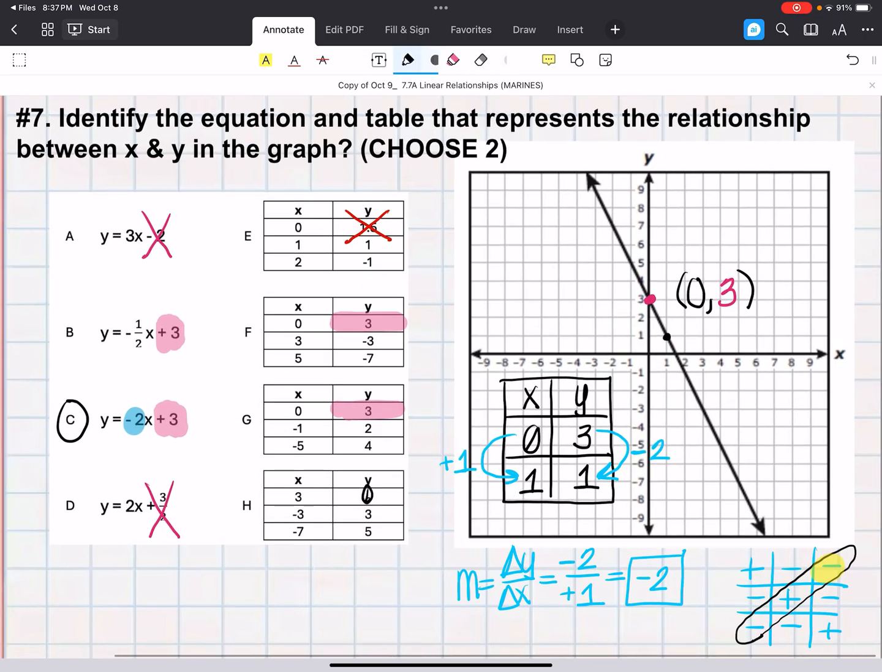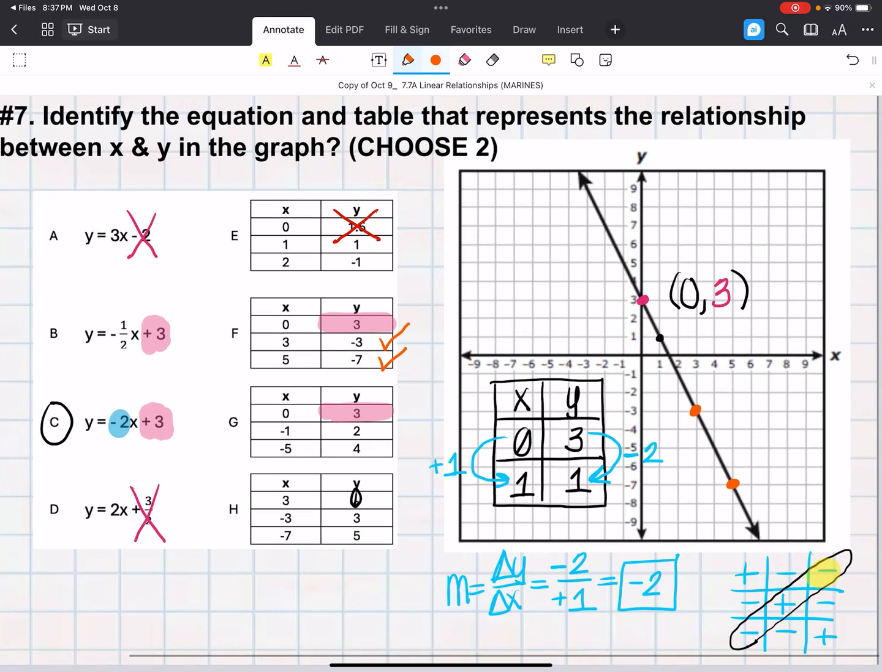So if you look at F, when x is 3, y is -3. So I go over 3 and down 3. That point was on my line. Then for our next one, when x is 5, over 5, down 7. That also fell on my line.